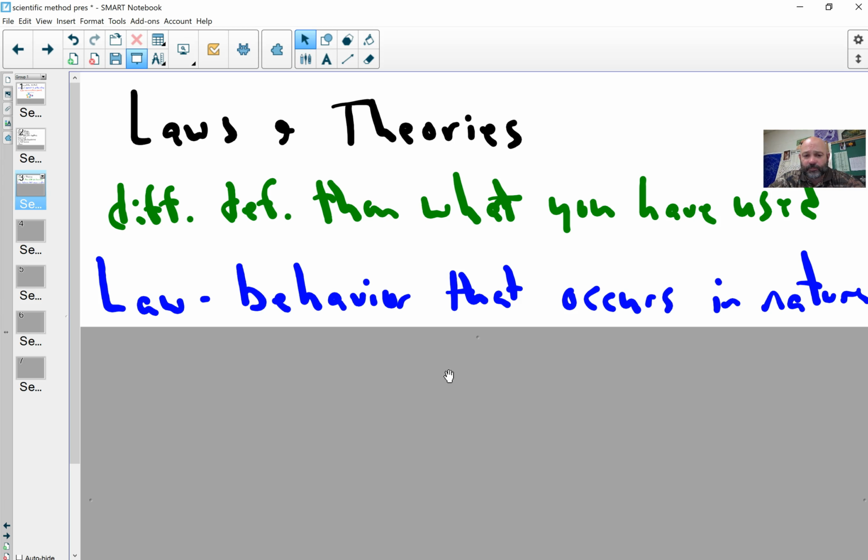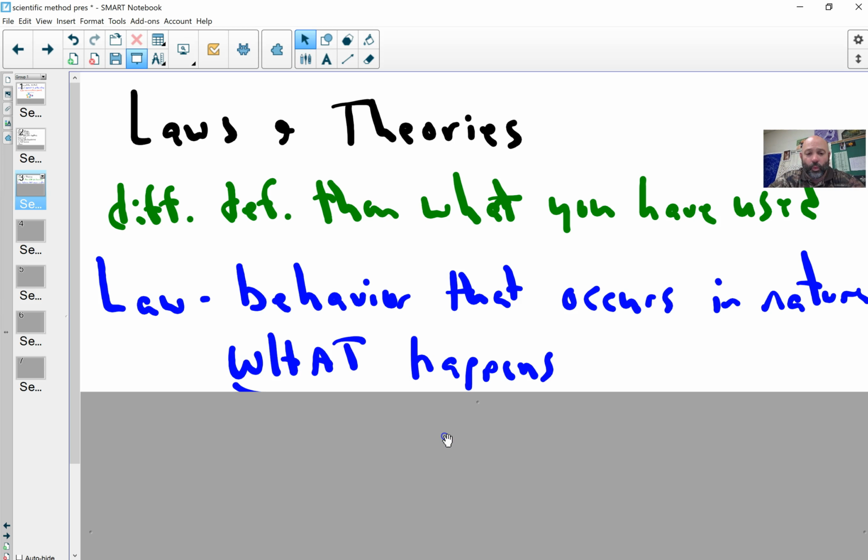A law is the behavior that occurs in nature. A one-word definition of a law, and it makes it really simple for us to tell the difference, is a law is what happens. I let go of a pen, it falls. That's a law, the law of gravity. Okay, that's the behavior that's going on. Notice that that's all it is. It's what we see happening in nature.